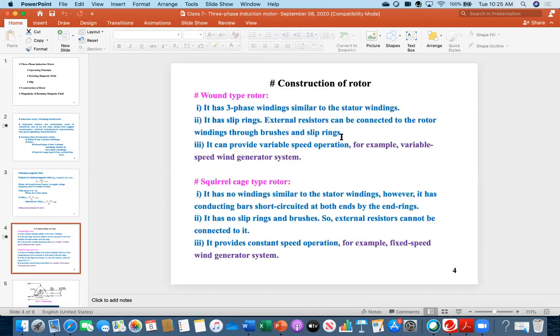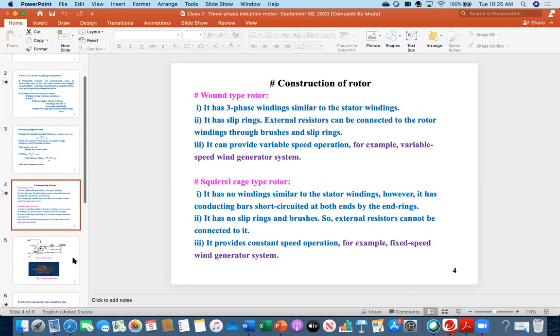Now, as you can clearly understand, similar to a transformer, it has two parts. The primary is called the stator, and the secondary is called the rotor. The stator is always the same, but the rotor has two constructions. One is called the wound type rotor, the other is called the squirrel cage type rotor. Squirrel cage and wound rotor.